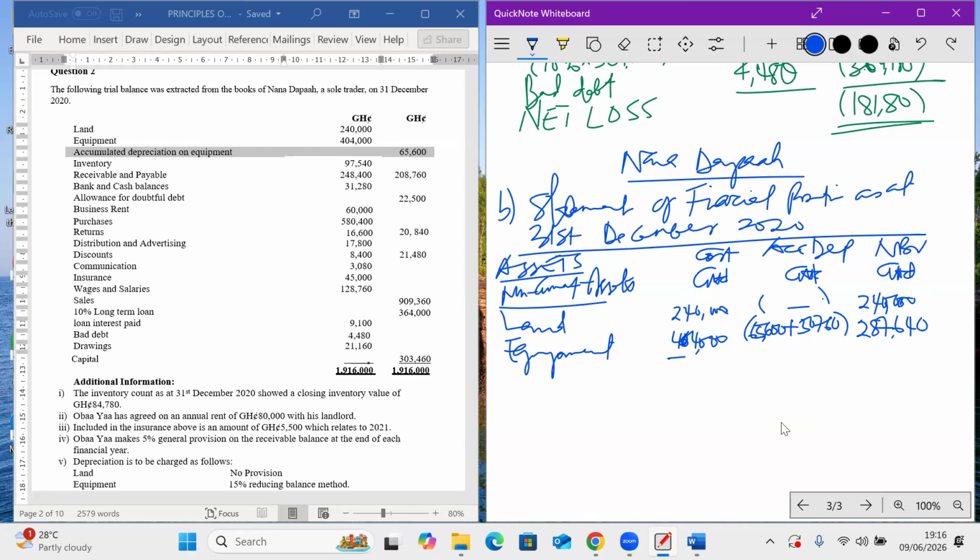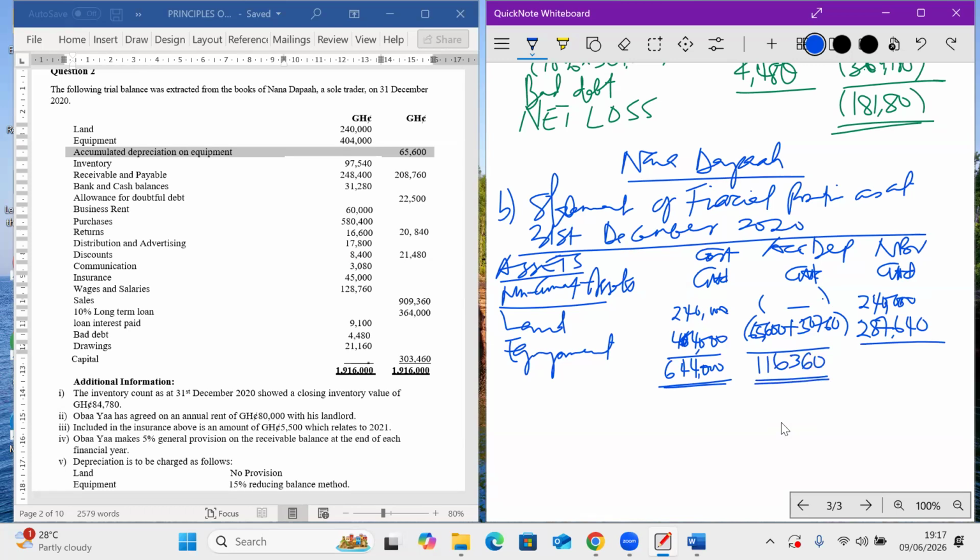So we will close off. 240,000 plus 404,000. What do we have? We have 644,000. Then for accumulated depreciation, the first one is 0, so 65,600 plus 50,760. What do we have? 116,360.